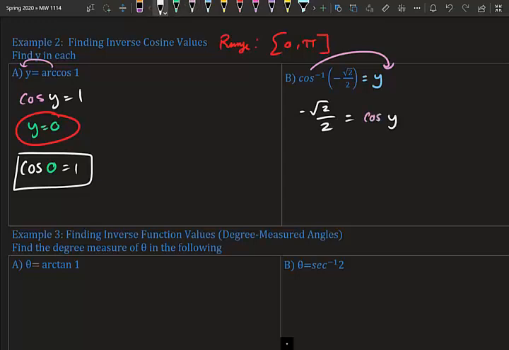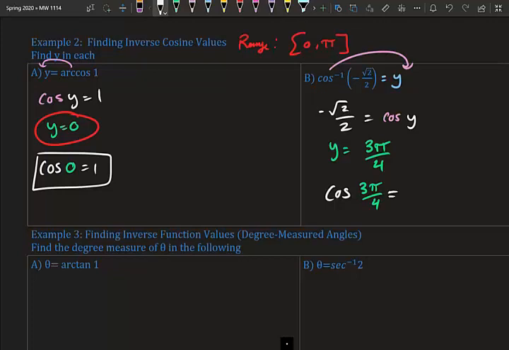Now use your unit circle. Go ahead and figure out where cosine equals negative square root of 2 over 2. And we get it at y equals 3 pi over 4. So at 3 pi over 4, our cosine value is negative square root of 2 over 2. So that means cosine 3 pi over 4 equals negative square root of 2 over 2. There we go. That's why I paused. I knew that was wrong.